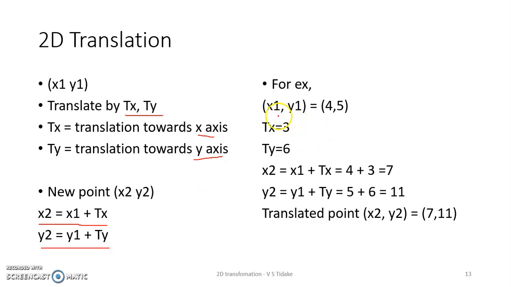For example, our point is having the coordinates 4, 5 and we want to translate along x direction as 3 and along y direction with factor 6. Then x2 will be calculated as x1 plus tx, that is 4 plus 3 is equal to 7, and y2 will be calculated as y1 plus ty, that is 5 plus 6, that is 11. So our translated point is 7, 11.